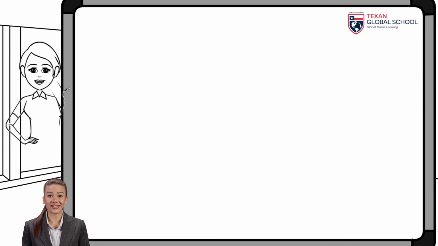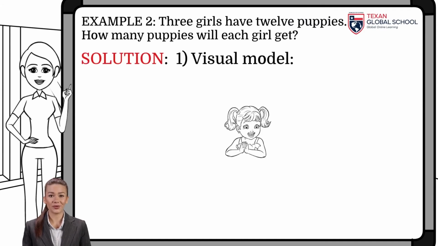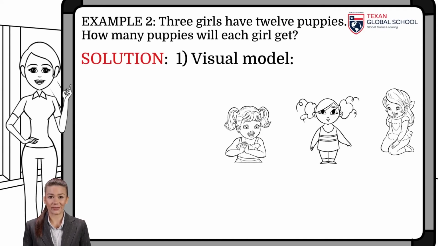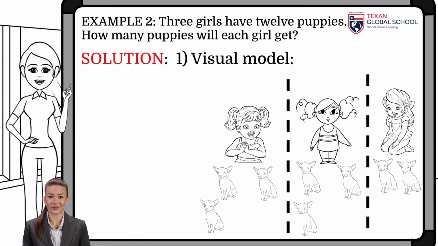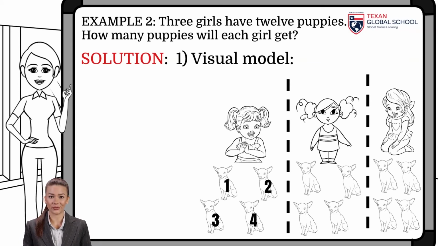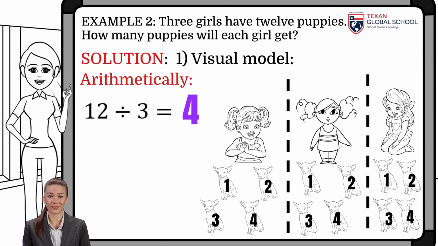Let's look at another example. 3 girls have 12 puppies. How many puppies will each girl get? Again, it is important to draw a visual model to represent the problem. As we can see, we have 12 puppies, which will be distributed among 3 girls. We will distribute one by one so that they have the same amount. When separating the puppies, we can see that each one gets 4.